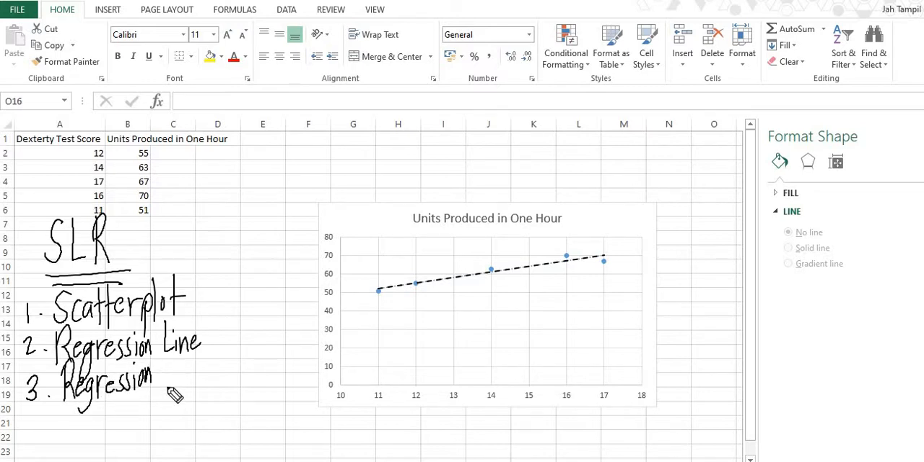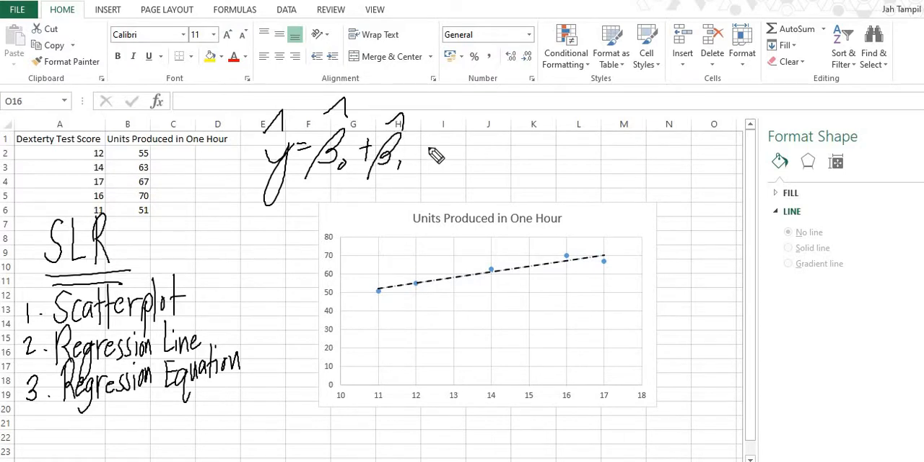Regression equation, which we have learned previously that we will have y hat is equal to beta sub 0 hat plus beta sub 1 hat x. We can actually interchange this, so this can also be y equals beta sub 1 hat x plus beta sub 0. So now, how do we produce this line in Excel?